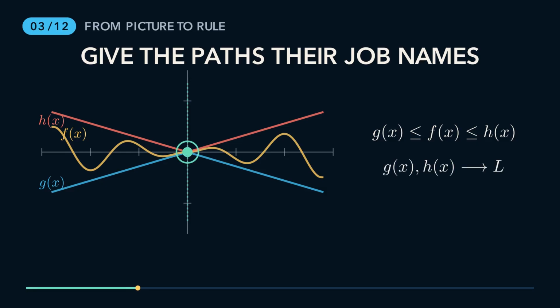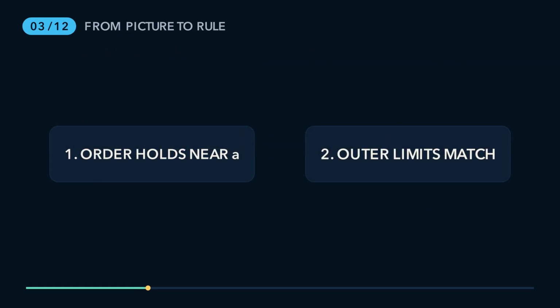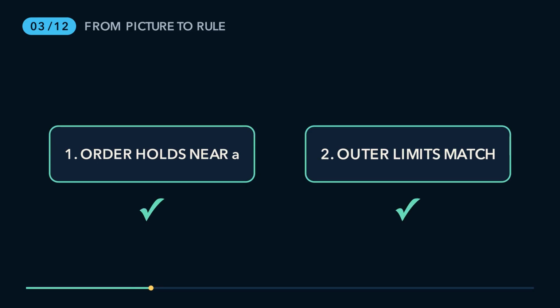Next, both outside paths approach one common height, which we call L. The theorem says the trapped middle path must also approach L. The inequalities build the corridor. The matching outside limits close it. Those are two separate checks, and we need both.